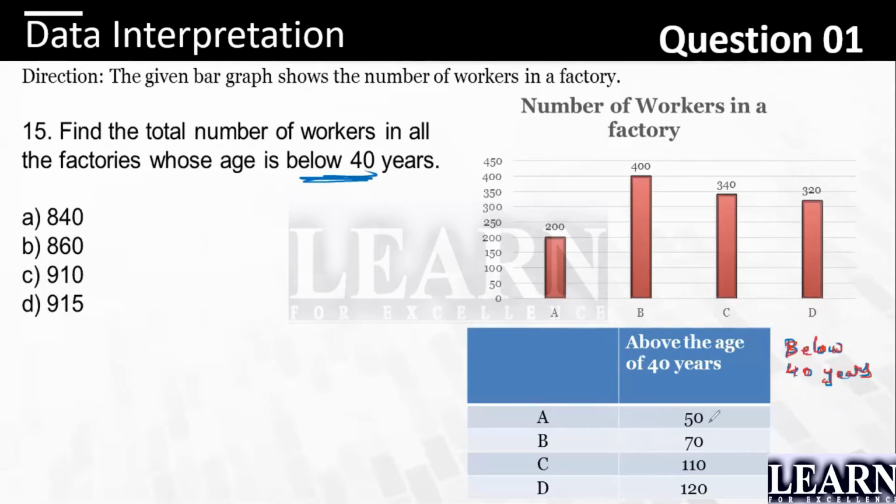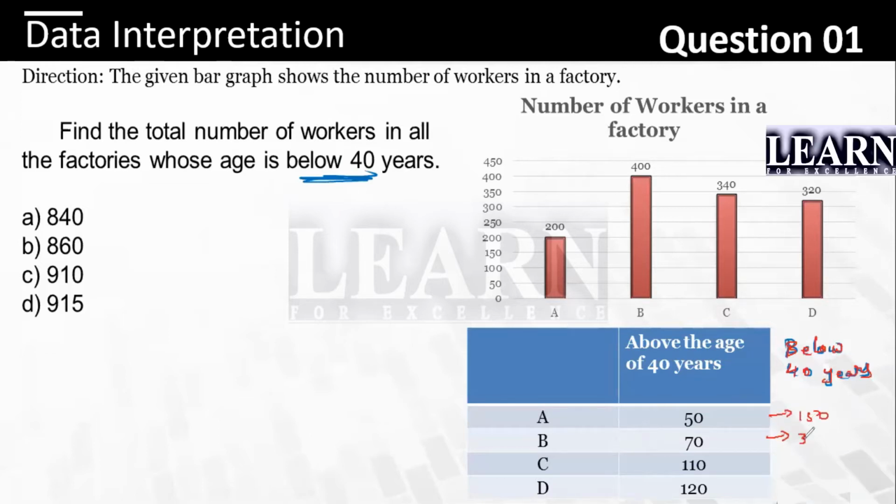Below 40 years, if this is 50, this will be 150. If this is 70, this will be 330. And if this is 110, it will be 230. And if this is 120, it will be 200. Yes, they're asking about the total, so we just add it up. Total number is 150 plus 330 plus 230 plus 200. That's 400, 400, 700, 800, 910. Yes, the answer is 910.